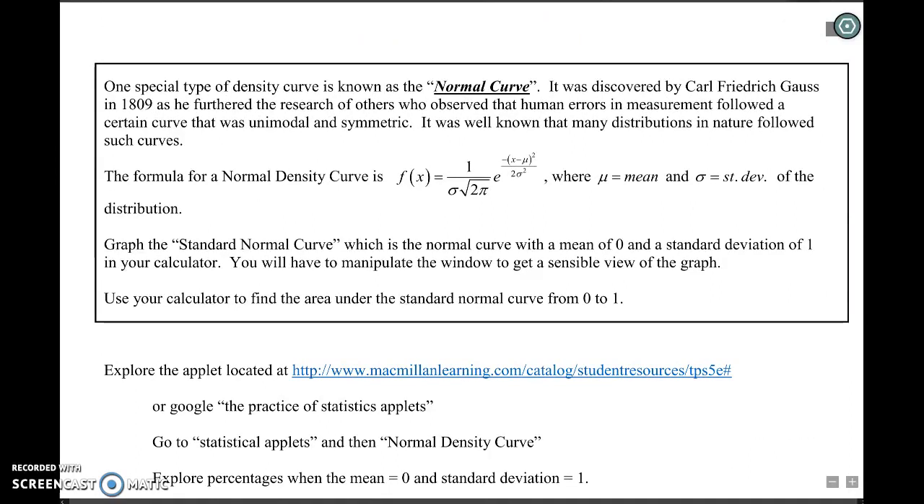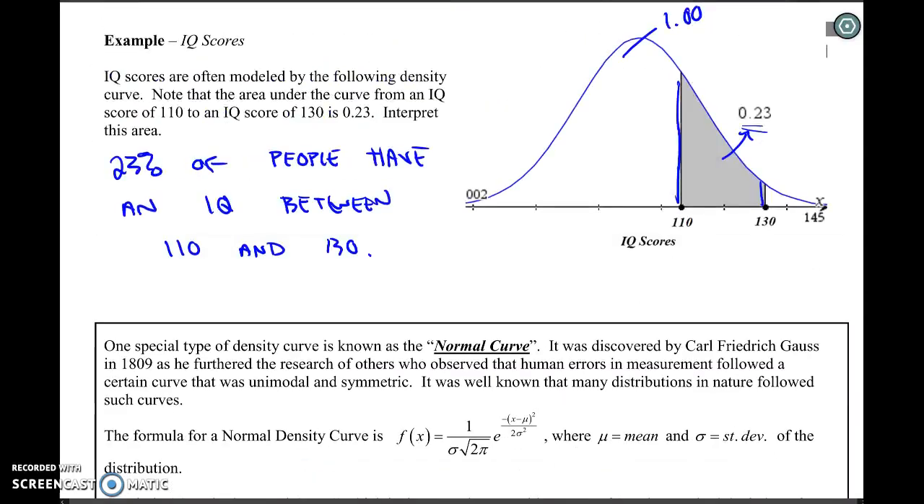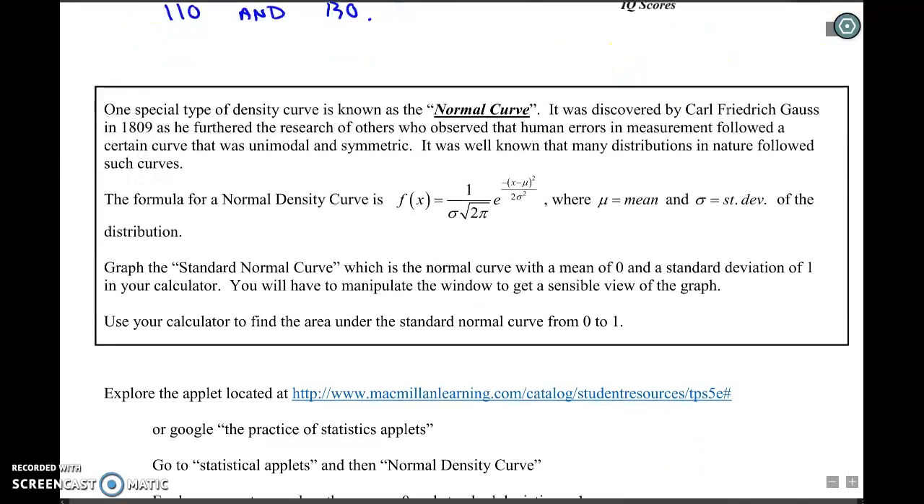One special type of density curve is known as the normal curve. By the way, this is a picture of kind of the normal curve. It looks kind of like that. It was discovered by Carl Friedrich Gauss. You've heard of Gauss before, probably, with some matrices and stuff. It's the same Gauss that had the story about counting the first 100 integers or whatever.